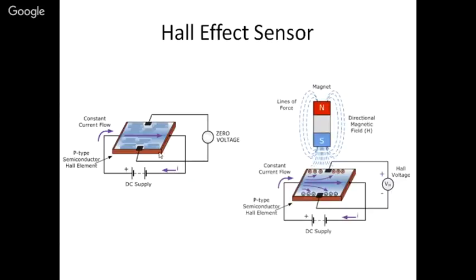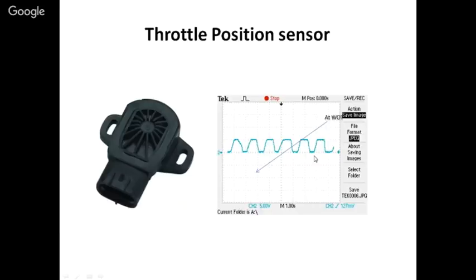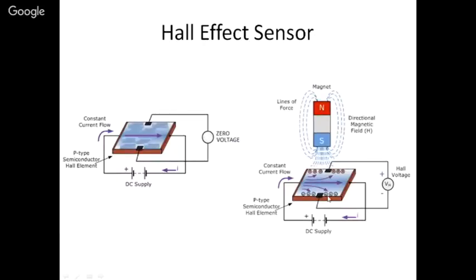But if a magnetic field is brought near this plate, the electrostatic field of the plate and the magnetic field will interact, as a result of which the electrons which are flowing will be pushed to one side of the plate. So in the transverse direction, one side will become negative, the other will become positive, and we will get a voltage which is called the Hall voltage.